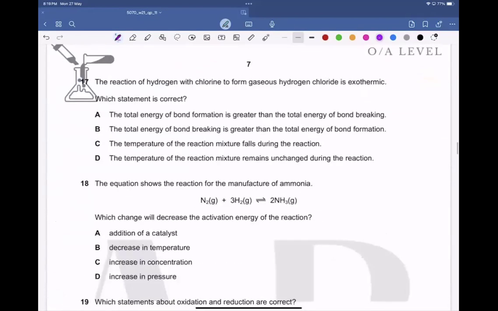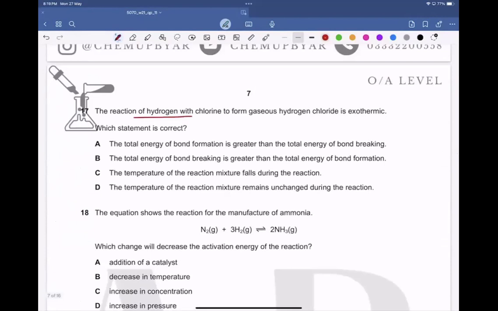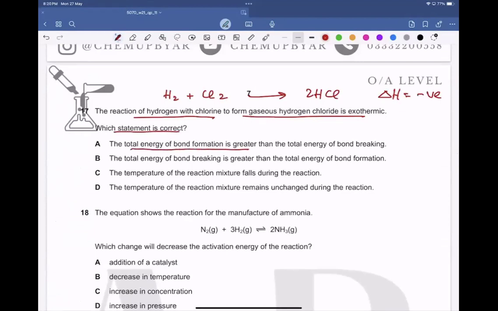Question number 17. The reaction of hydrogen with chlorine to form gaseous hydrogen chloride is exothermic. So they are saying hydrogen and chlorine react to form HCl, and this reaction is exothermic. Its delta H value is negative. Which statement is correct? The total energy of bond formation is greater than the total energy of bond breaking. Yes, because bond breaking is endo and bond formation is exo. Yes, this can be an answer.